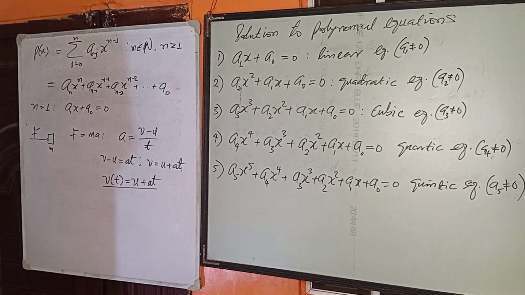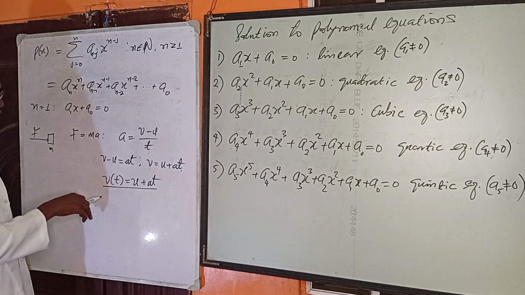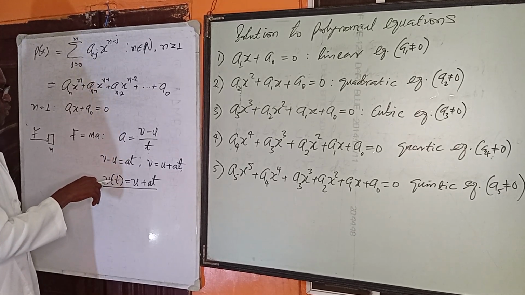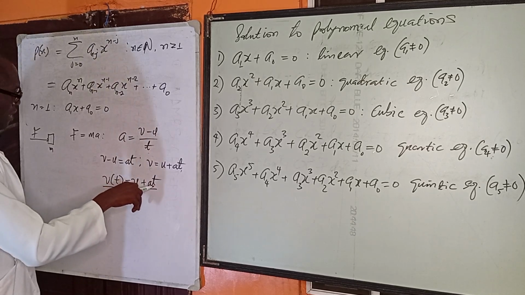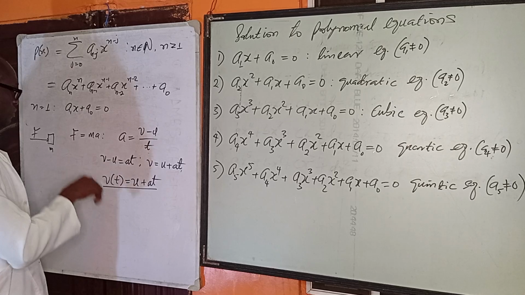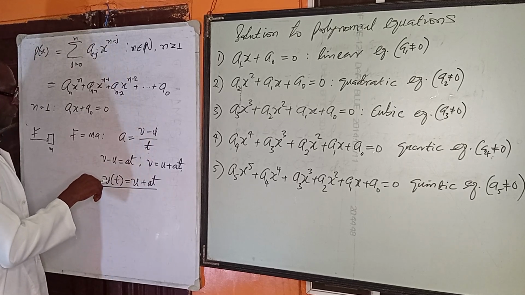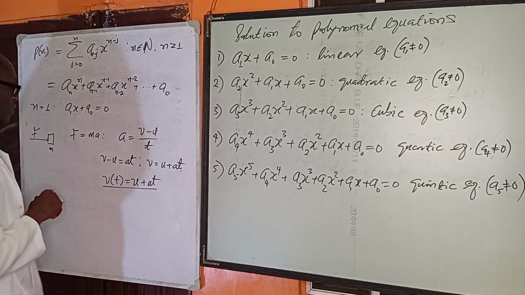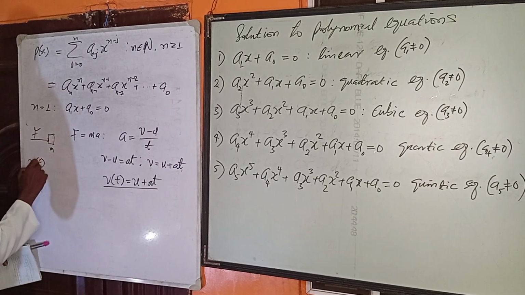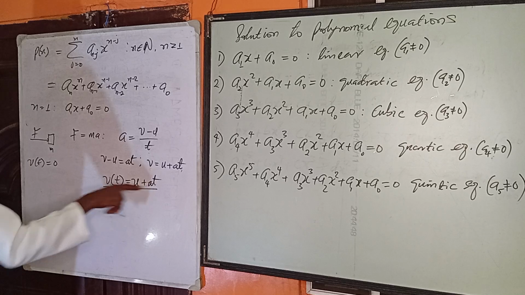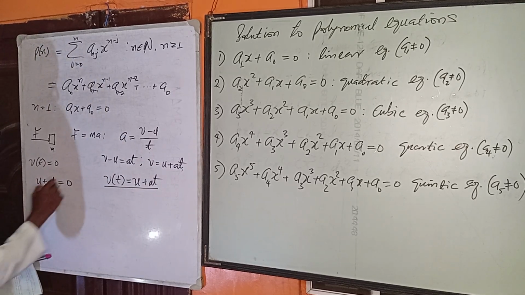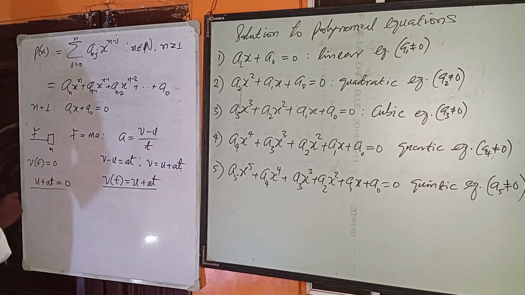Now, looking at this equation, one might easily ask, what is the time when the final velocity is equal to 0? By implication, it means at what time will the final velocity be equal to 0? Now, if this final velocity is equal to 0, it simply means that Vt is equal to 0. For such a case, we will have u plus at equal to 0. This is nothing but a linear equation.